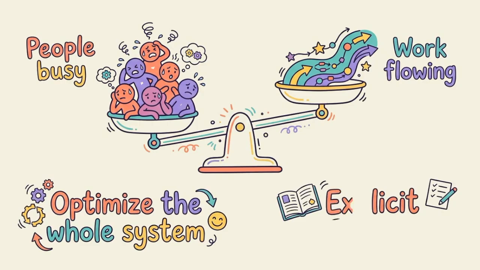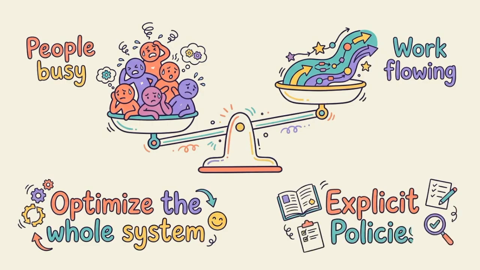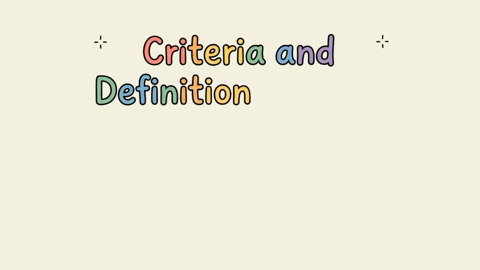To reduce confusion, Kanban uses explicit policies. These are clear, visible rules that explain how work moves from one step to another. Examples include entry and exit criteria for columns, the definition of done, how blocked work is handled, and pull rules. When policies are explicit, the team makes fewer assumptions.